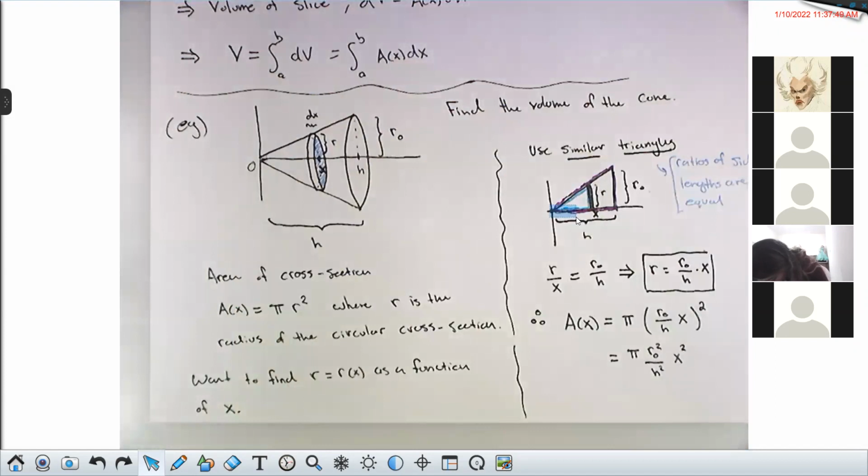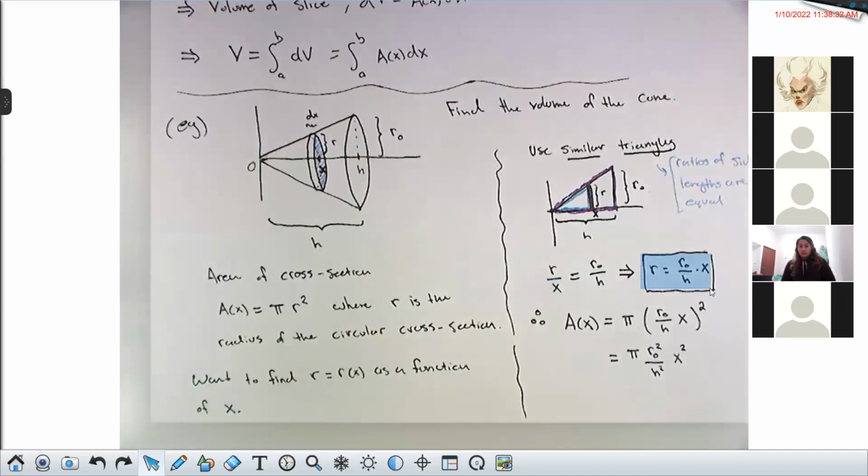Since this is the same angle in here for the little triangle and the big triangle, the tangent of that angle, which is the opposite over the adjacent, must be the same. So this opposite over this adjacent, which is r over x, is the same as this opposite over this adjacent, which is r naught over h. I wanted that radius as a function of x. That's what I needed in order to set up my integral. So I take this relation from the similar triangles and I solve it for r by multiplying both sides by x. That's where I got this.